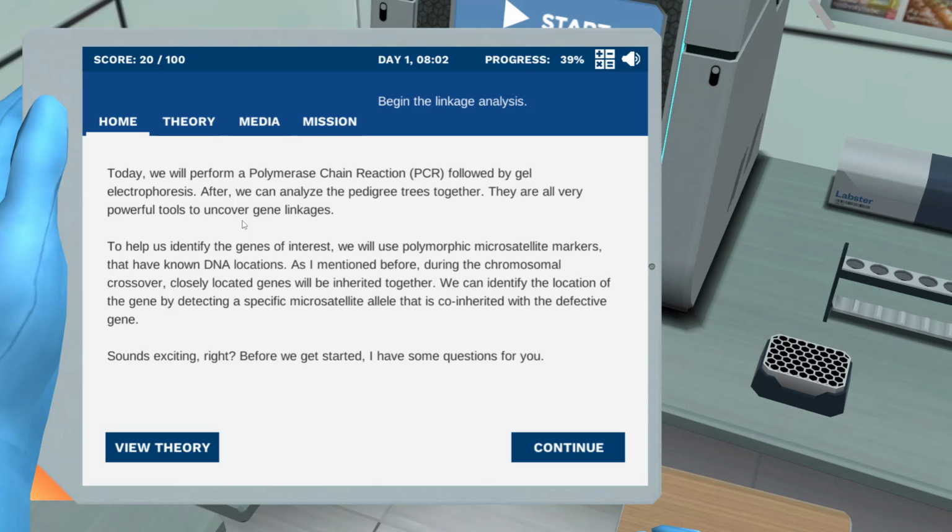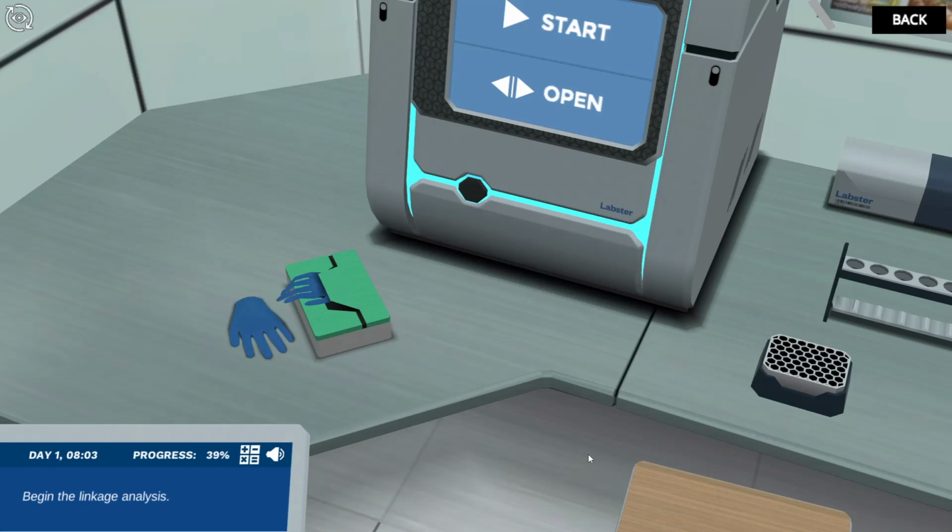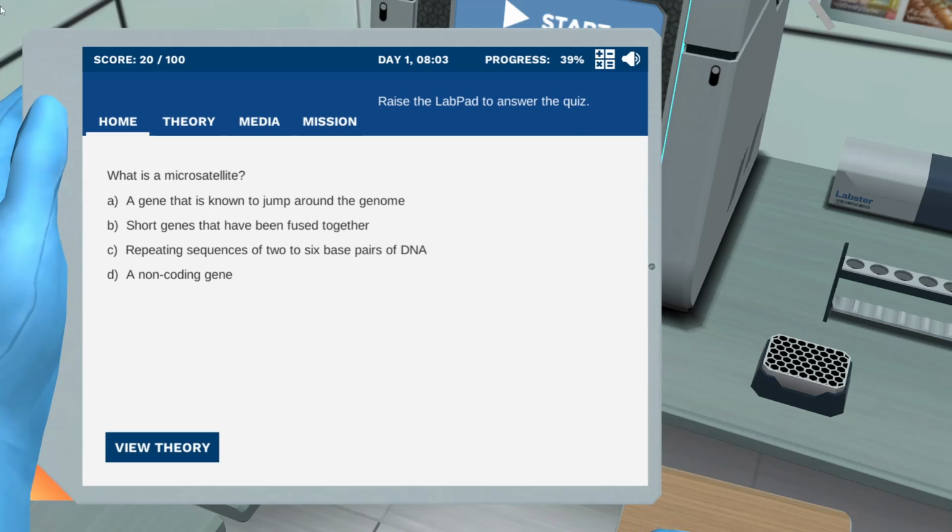As I mentioned before, during the chromosomal crossover, closely located genes will be inherited together. We can identify the location of the gene by detecting a specific microsatellite allele that is co-inherited with the defective gene. Sounds exciting, right? Before we get started, I have some questions for you. What is a microsatellite?